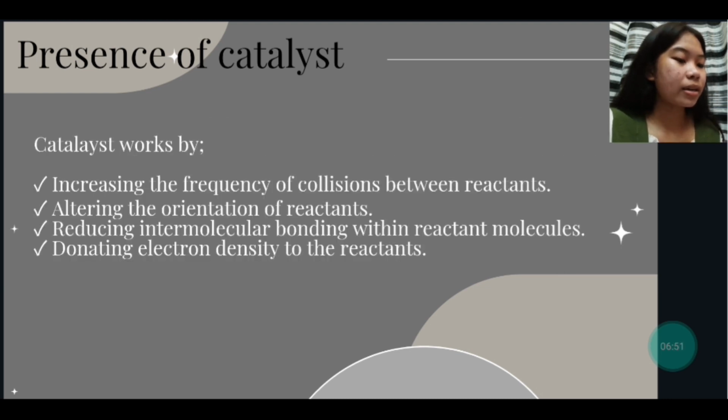A catalyst works by, first, increasing the frequency of collisions between reactants; second, altering the orientation of reactants; third, reducing intramolecular bonding within reactant molecules; and fourth, donating electron density to the reactants. Therefore, we can say that the lower the activation energy, the faster the rate of reaction. The higher the activation energy, the slower the rate of reaction.